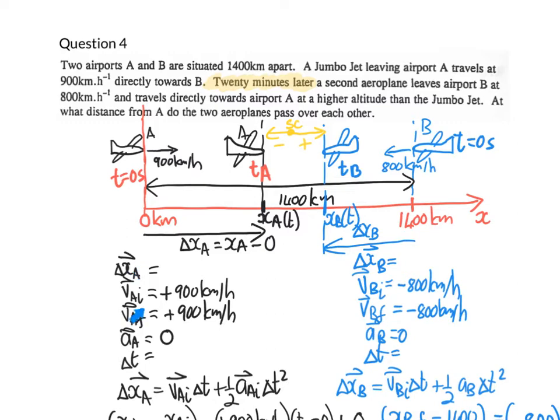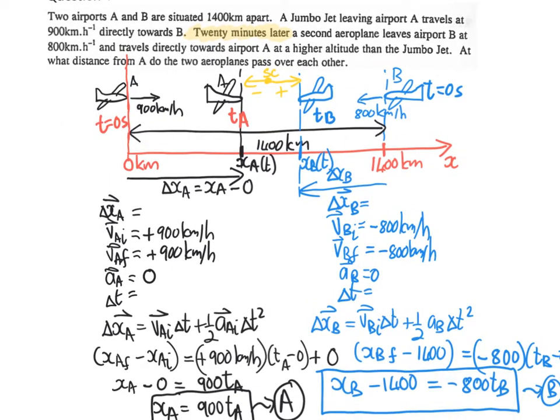So using two data lists for the two separate aircraft, we have that aircraft A is traveling at 900 kilometers per hour, and the velocity of the aircraft doesn't change, so the acceleration of aircraft A is 0. Aircraft B is traveling at minus 800 kilometers per hour, and its acceleration is also 0. We're assuming that both aircraft maintain their velocities.